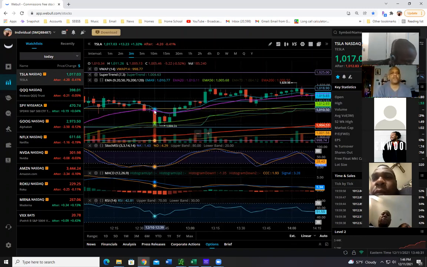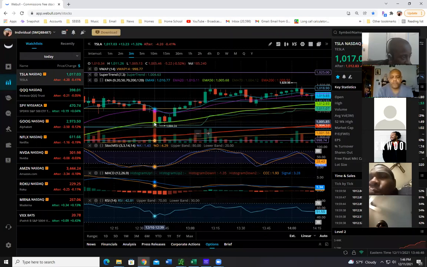So in this case, I'm riding this down from 1,009 all the way to probably here, because I want to get out just before it hits that line, because it has a potential to bounce once it hits that green EMA 50 line. So from 1,009 to 1,005, $4 move. $4 move within that 3 minutes. I'll probably walk away here somewhere.